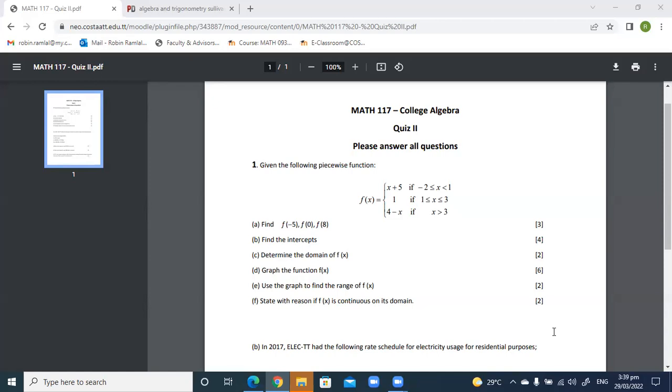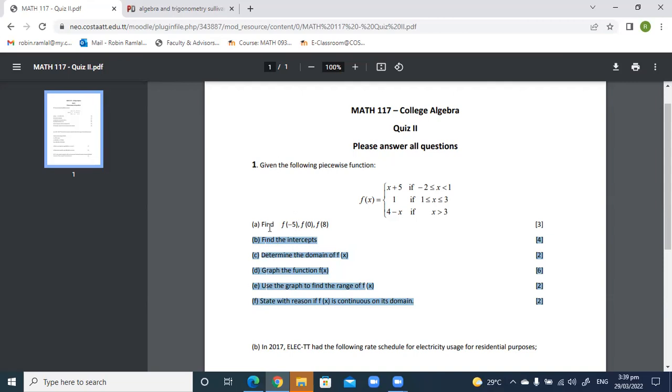Now I am omitting parts B to F. You see parts B to F here. I will upload an edited version. Omit these parts. Don't do parts B to F. So I have to make a couple of changes here and re-upload it. And in part A, you're not finding f of minus 5, it's f of minus 2. That was a typo there. So this is supposed to be f of minus 2.